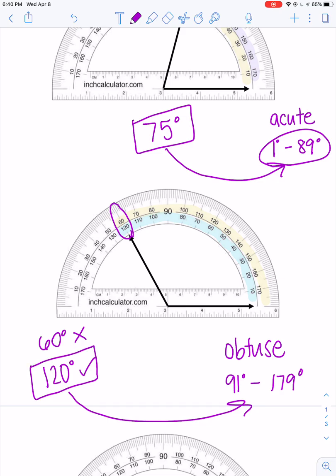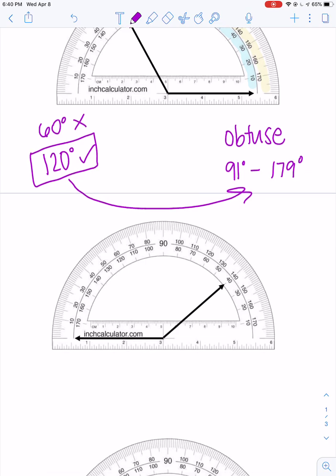This is where a lot of kids mess up. This is a really simple process, but if you don't pre-assess or have the degrees for what an obtuse angle is, what an acute angle is, memorized, then you're really going to struggle with this activity. All right, let's move on.